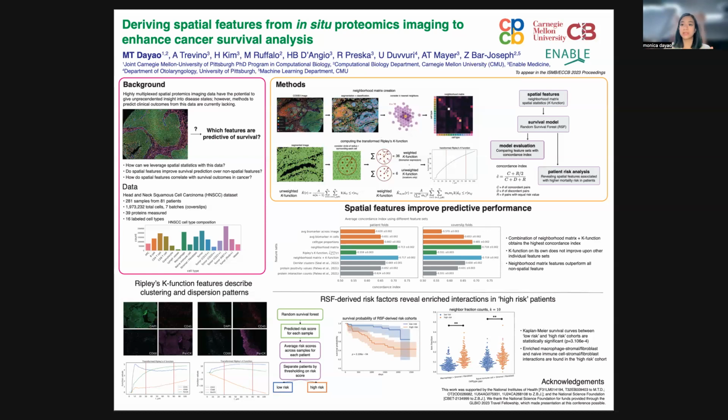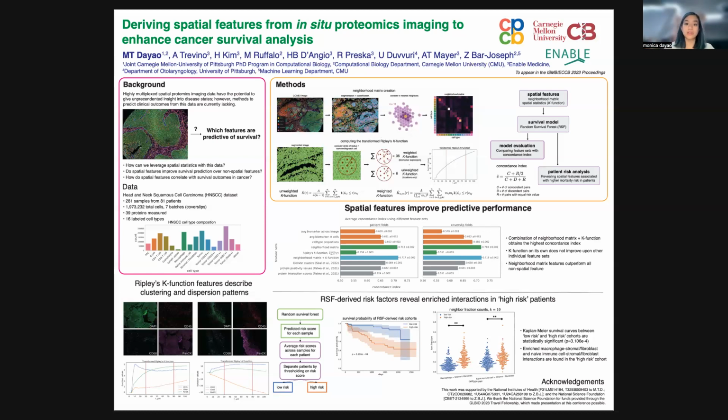This outputs a neighborhood matrix in which we have a 16 by 16, or cell type by cell type, matrix. Each element of the matrix corresponds to the fraction of cell types of that column within the 10 nearest neighbors of that row, of that cell type row. And so we have a neighborhood matrix for each sample.